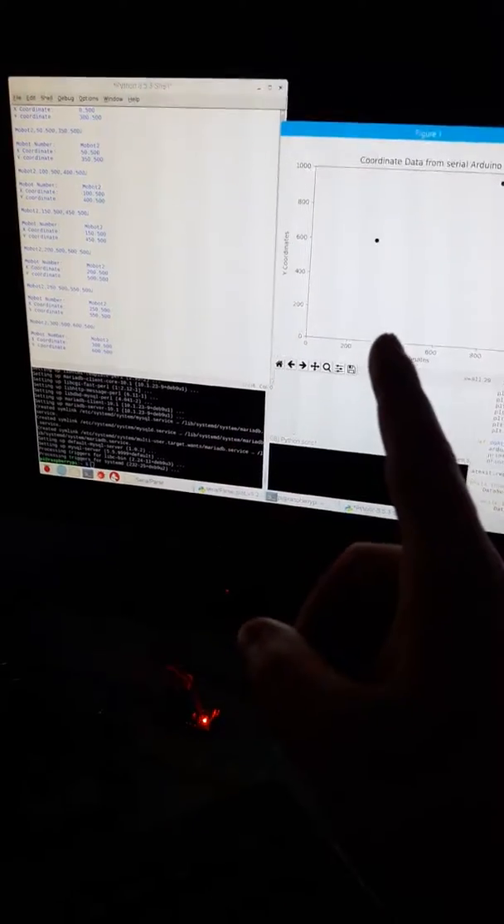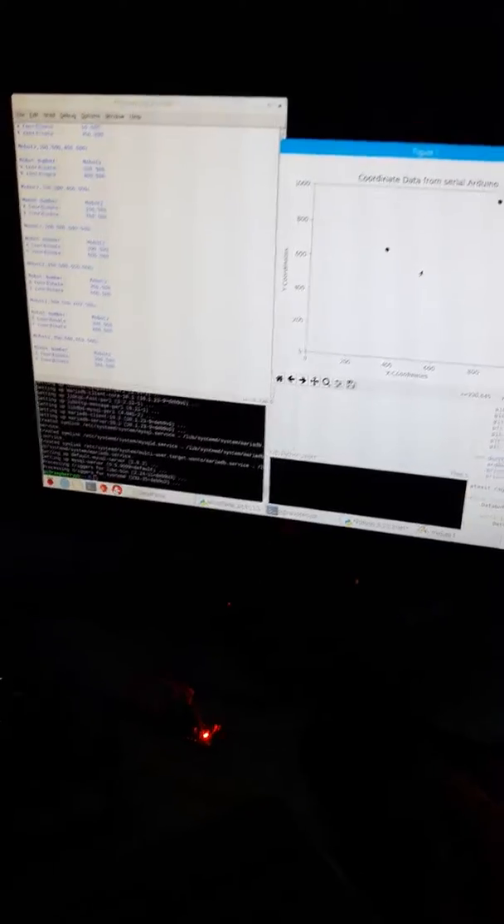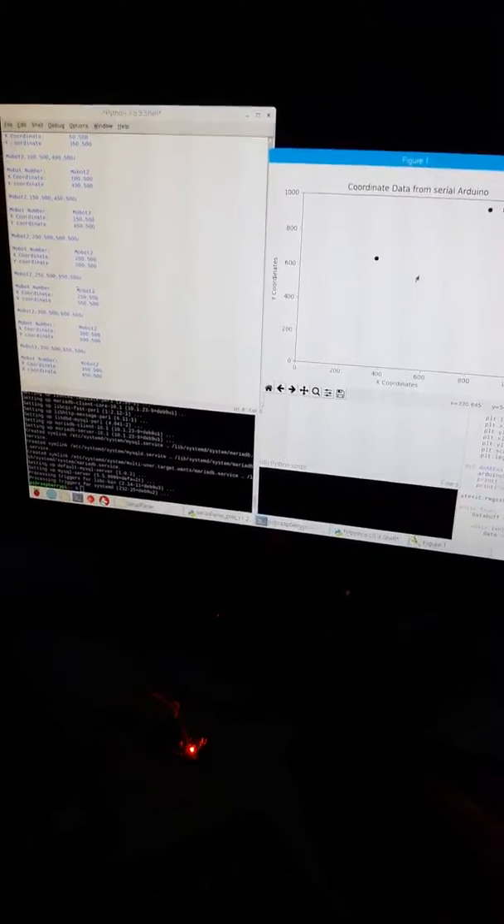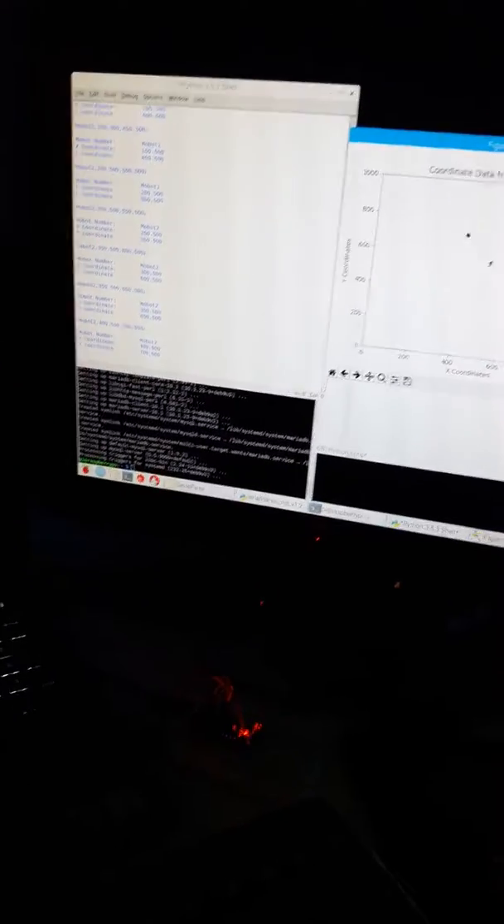But what you will notice now, whenever a new message comes in, it takes about a second before it's updated on the figure plot. So this is going to have to be taken into account in the scan speed of the actual system.